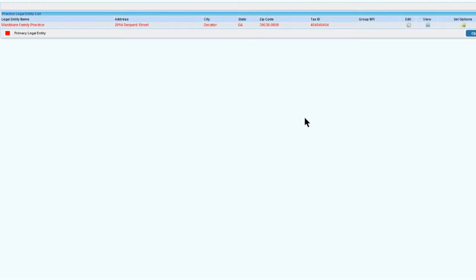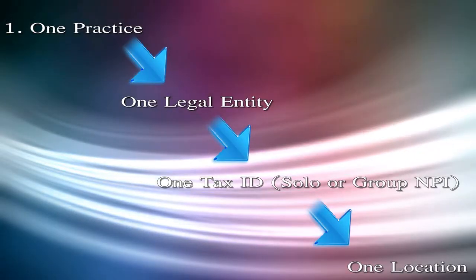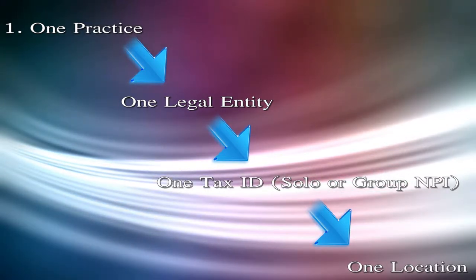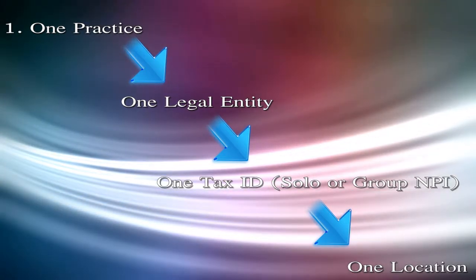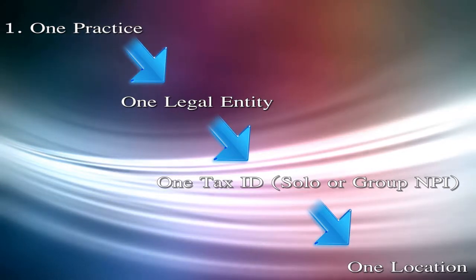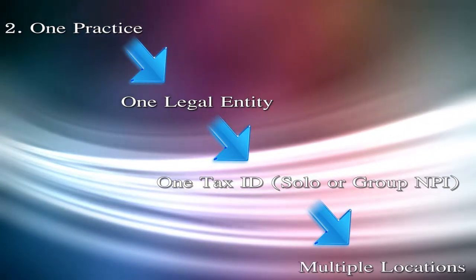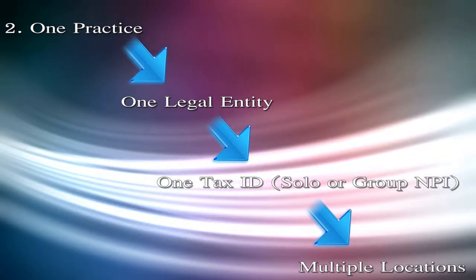In Practice Suite, we allow a practice to set up multiple legal entities in order to meet the needs required for various complex billing scenarios. For example, in Scenario 1, you could have one practice with one legal entity, that is a solo entity or group entity, and this one legal entity can essentially translate to one location. Similarly, in Scenario 2, you could have one legal entity with multiple locations.